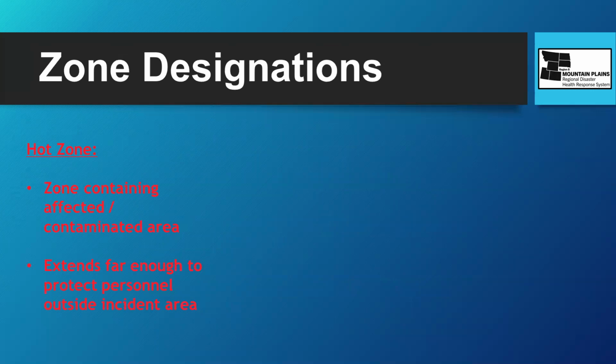So, an incident happened. There's been a release of something. We have to start creating our zones of care, our zones of exclusion. The hot zone is the zone that contains the actual contaminated area. That's the area in which whatever the agent is, it has been released. And it has to be large enough to protect people that are outside the immediate incident area. Nobody goes into the hot zone without appropriate personal protective equipment for the potential agent.